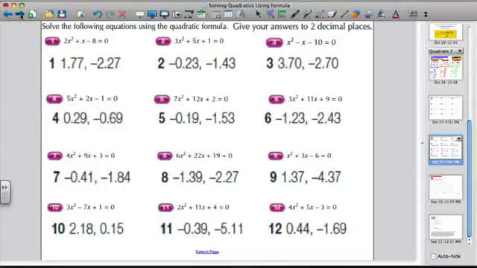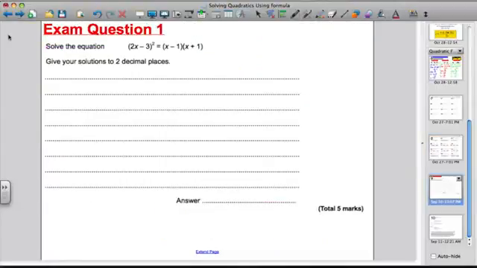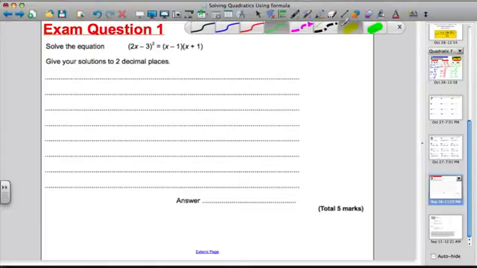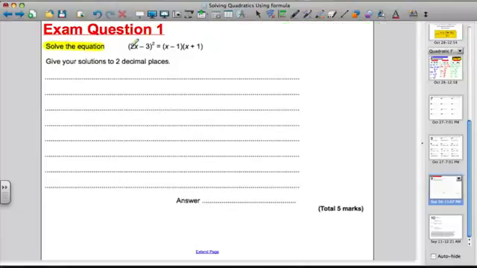Okay, last thing. I want to have a go at an exam question for you. This is a Unit 2 exam question where you're going to end up solving a quadratic using the quadratic formula. Let's just read out the question, make sure we understand it. Solve the equation, this, give your solutions, plural, to 2 decimal places.